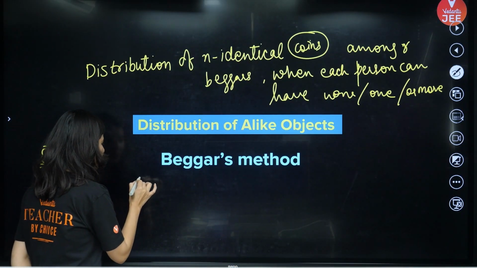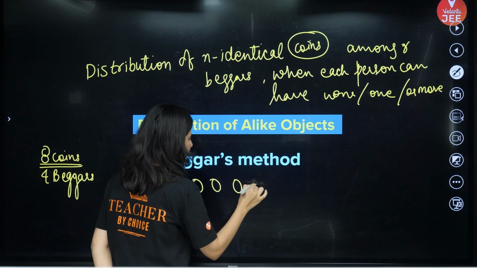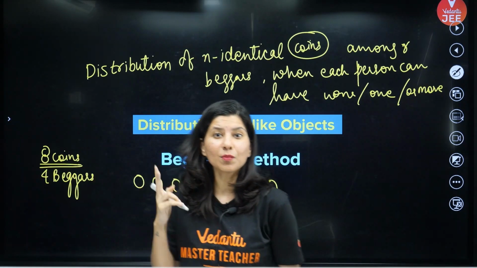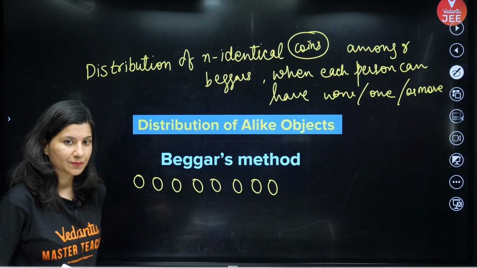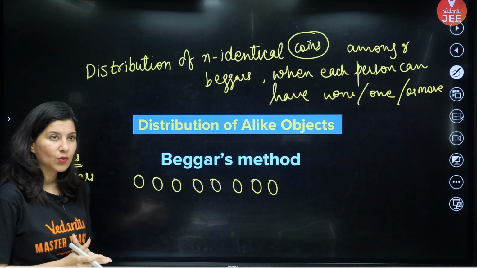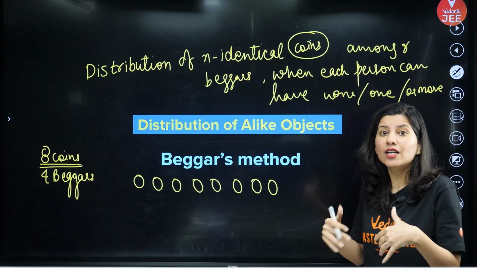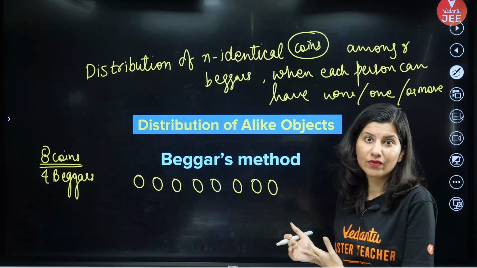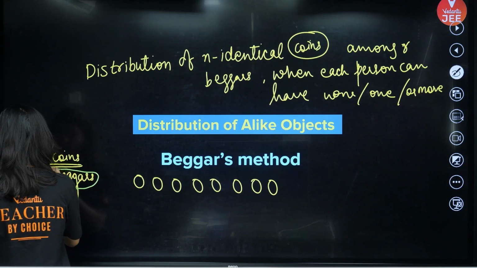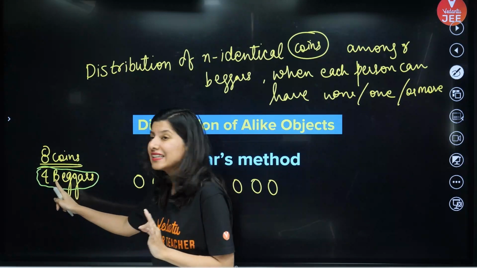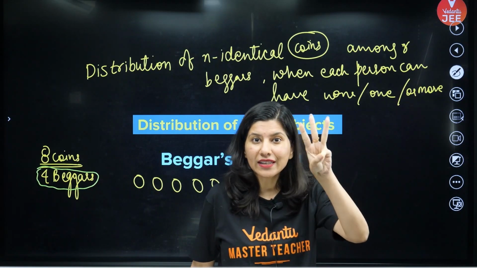So how will we tackle it? First of all, 8 coins: 1, 2, 3, 4, 5, 6, 7, 8. This is a brilliant method to distribute them. Now, this is a technique, and by this technique we are able to distribute 8 coins in such a way. There are 4 beggars, so always think about subtracting 1 from the number of beggars. Here 4 beggars, so we will get 3.